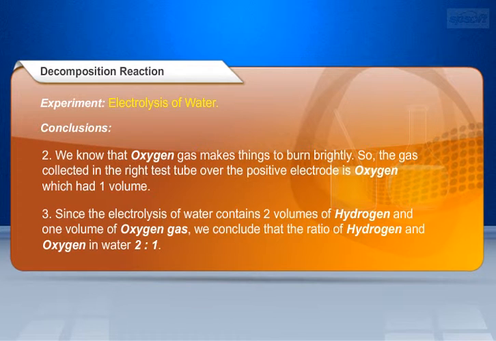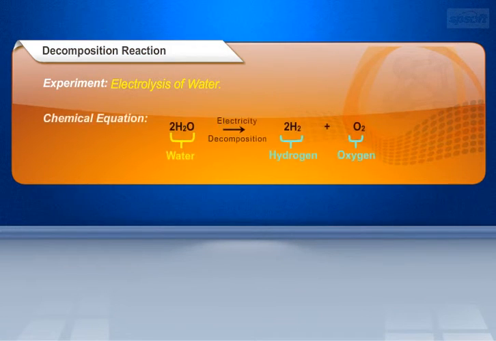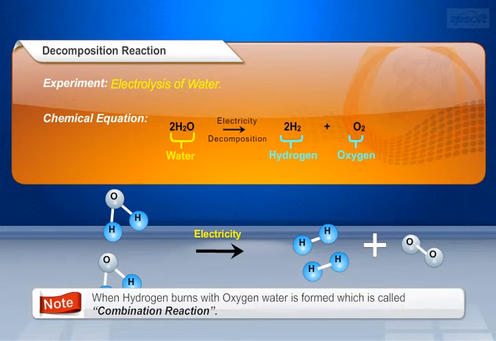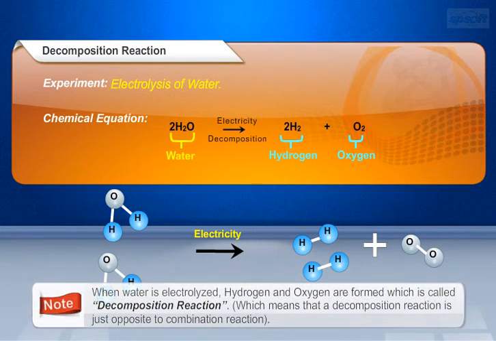Here we should note that when hydrogen burns with oxygen, water is formed, which is called a combination reaction. When water is electrolyzed, hydrogen and oxygen are formed, which is called a decomposition reaction. This means that a decomposition reaction is just the opposite of a combination reaction. Reactions in which heat is absorbed for the formation of products are called endothermic chemical reactions, as well as decomposition reactions.